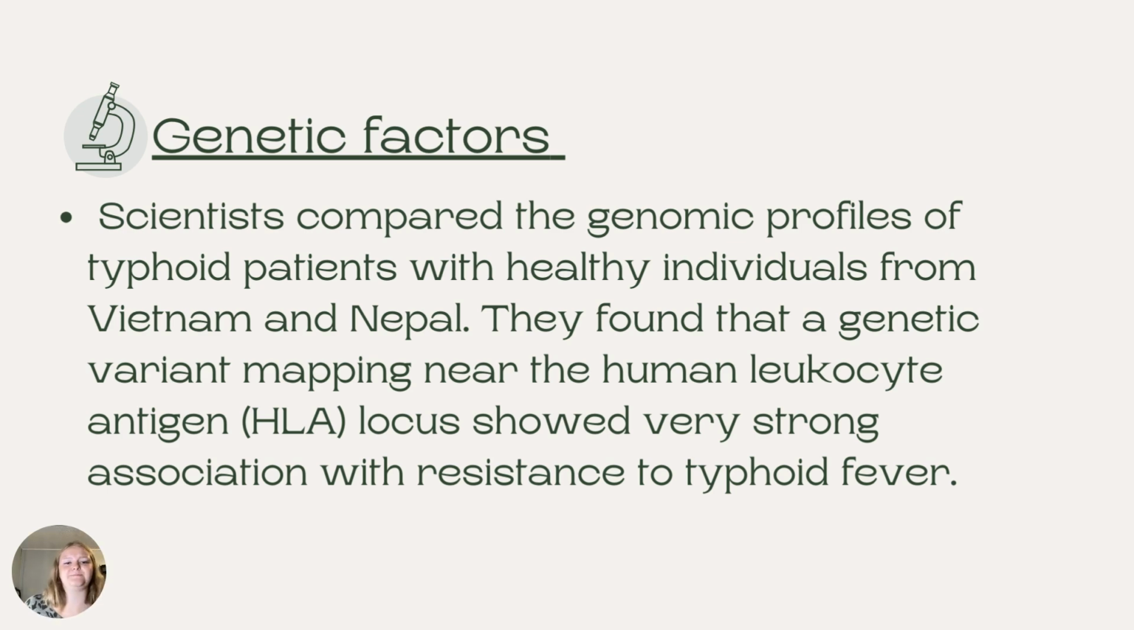So they found genetic profiles of the typhoid patients, specifically in Vietnam and Nepal, those are both developing countries, and they have found that there has been a genetic variant mapping near the human leukocyte antigen that showed very strong association with the resistance of typhoid fever. So basically, they have had that for so long, and it's been such a generational thing that their immune systems have just adapted, and it just doesn't bother them anymore. So I thought that was pretty cool.